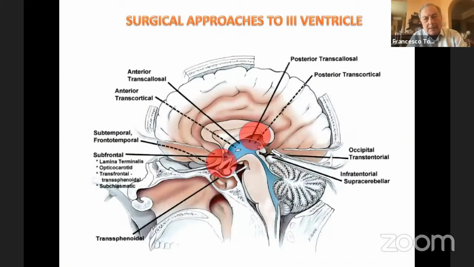Speaking about the anterior lesions in the third ventricle, we had for some time the anterior transcortical approach, more often in the last decades the anterior transcallosal, translamina terminalis, and I would like to remind the approach of transsphenoidal endoscopic for lesions occupying also the suprasellar systems.